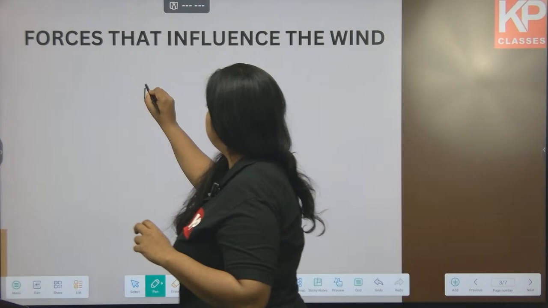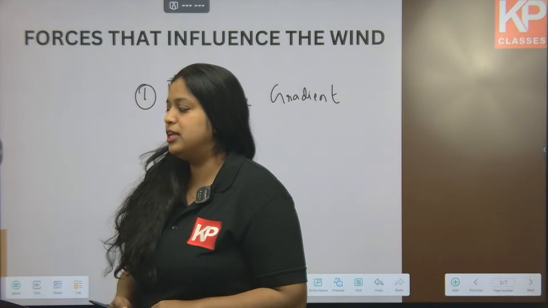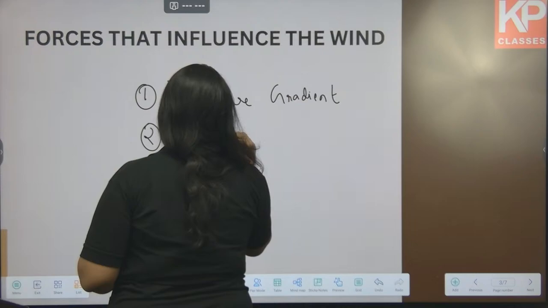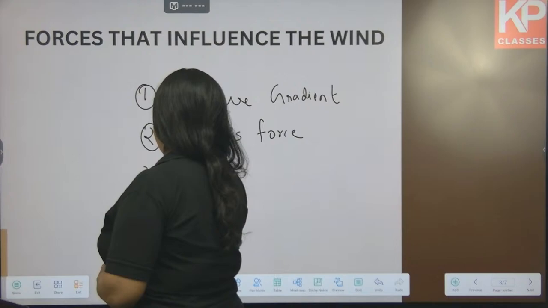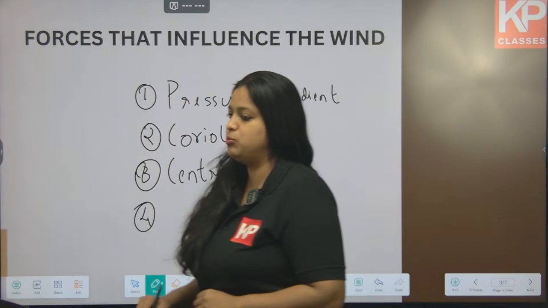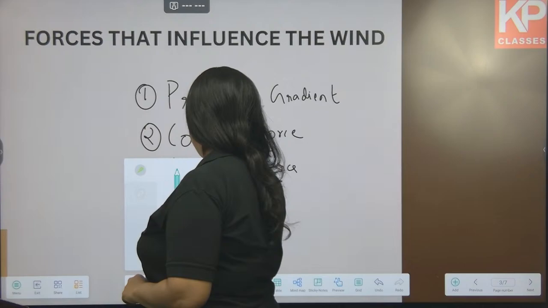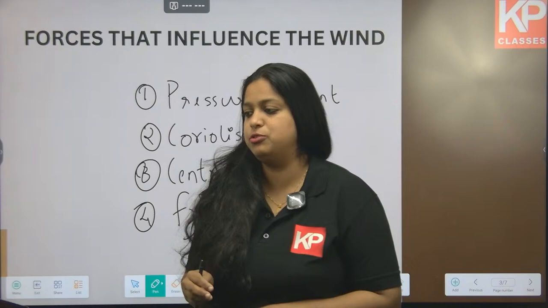They are, the first one is the pressure gradient force, then comes the Coriolis force, then the centripetal force, and at last the fourth one is friction. So these are the different types of forces that influence the formation of wind. So first thing is the pressure gradient.